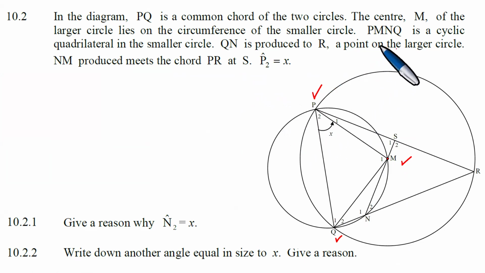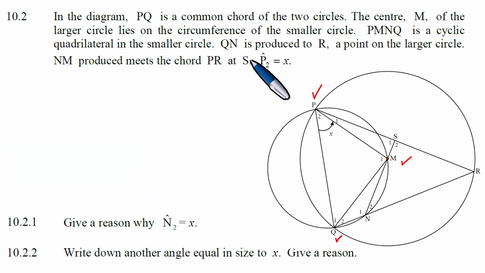PMNQ is a cyclic quadrilateral. What is a cyclic quadrilateral? A cyclic quadrilateral is a geometrical formation with four vertices, all of which lie on the circumference of a circle.